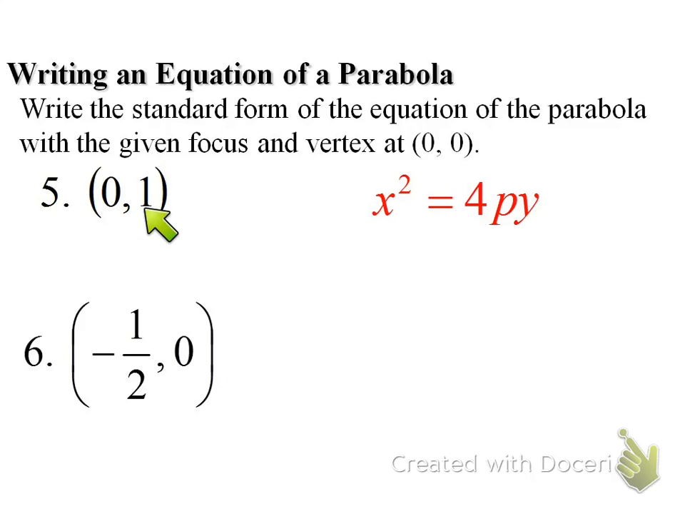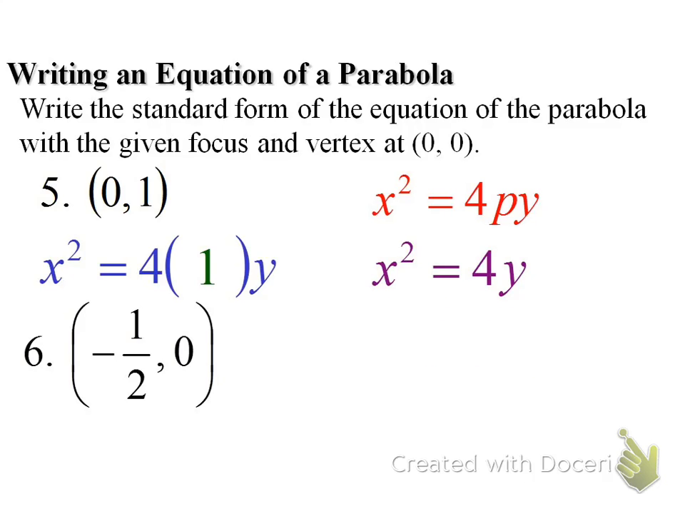What does 1 equal? In this equation, 1 would be the p. So just plug it in for the p. Simplify, that's your equation. X squared equals 4y.